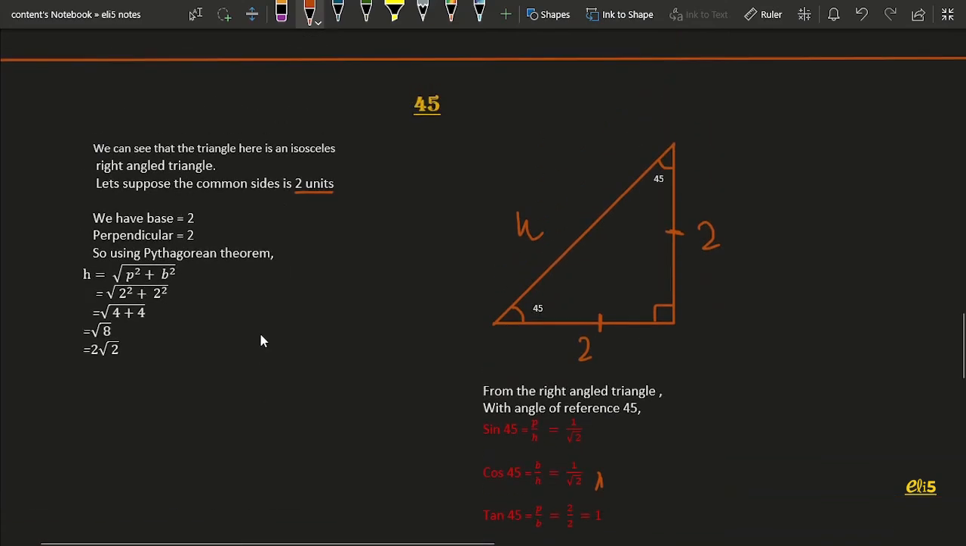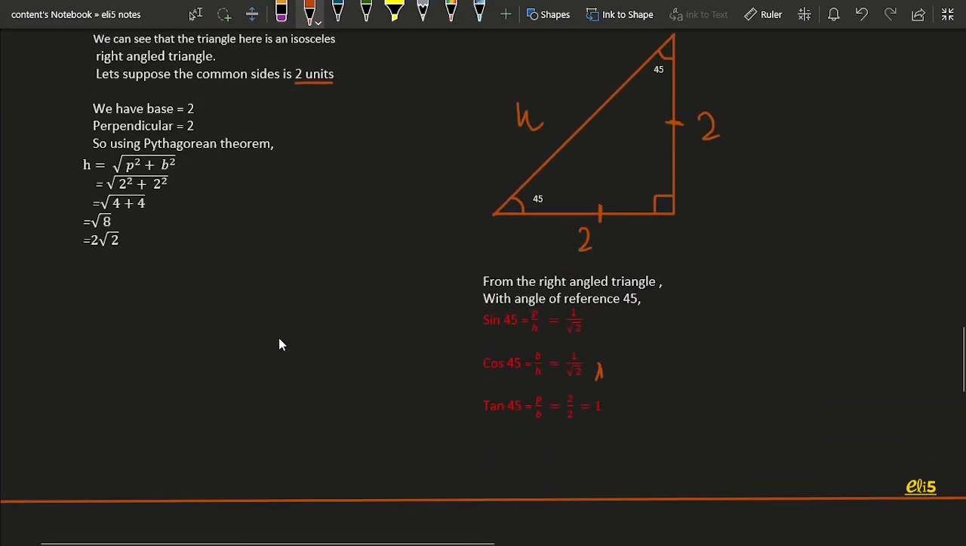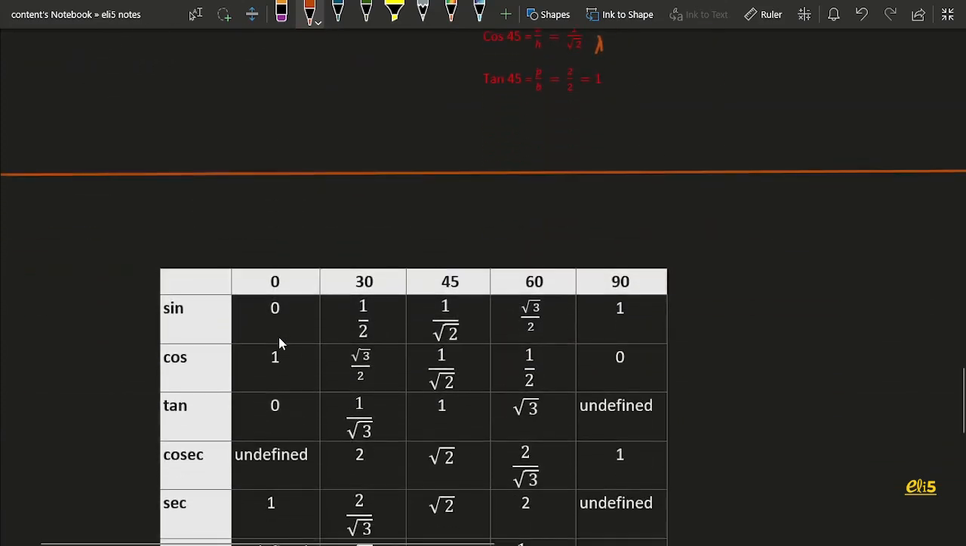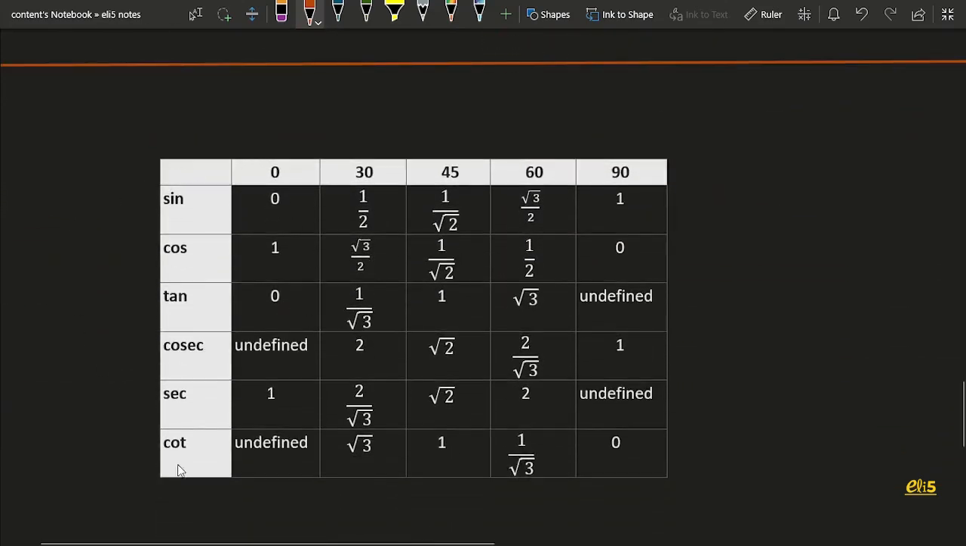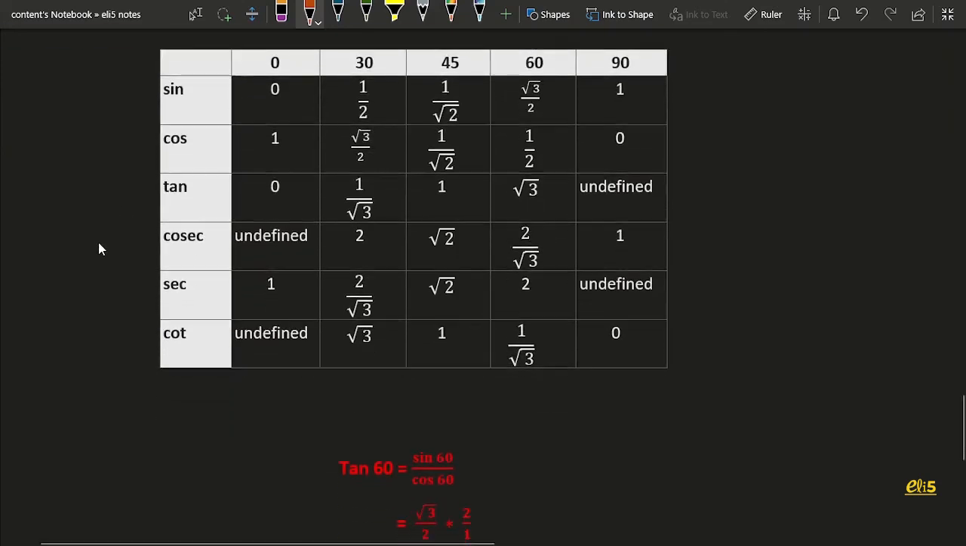So I hope you have understood how to derive all of this. I have drawn a table here with all the values. You can take a look at this. You can pause the video and take a look at this if you want.